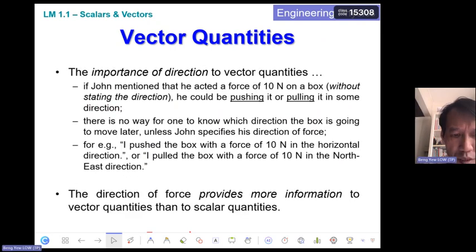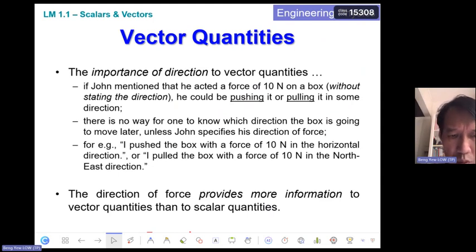Why do we need direction information for vector quantities? Direction information is very important for vector quantities because it tells us how the object or phenomenon is moving or changing. For example, if we say that a car is moving at 60 kilometers per hour, we are giving its speed, which is a scalar quantity.